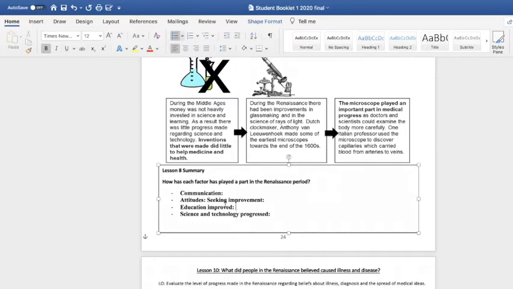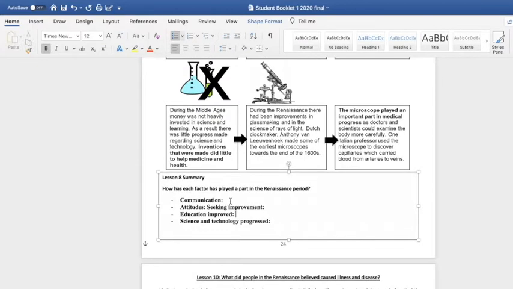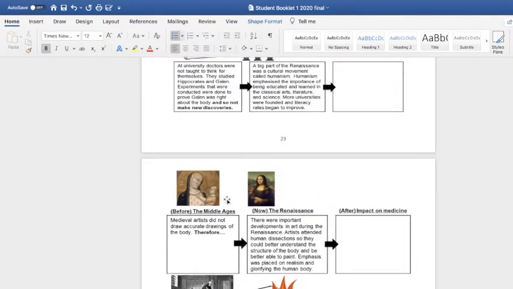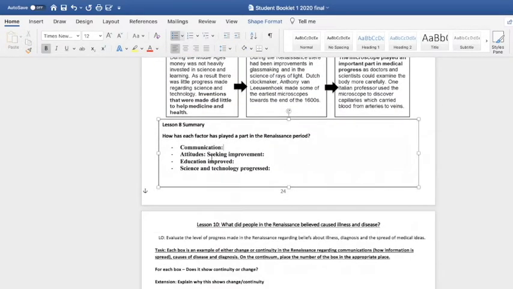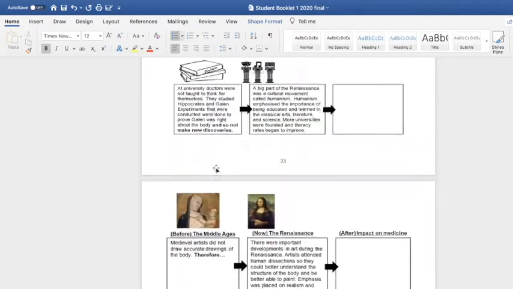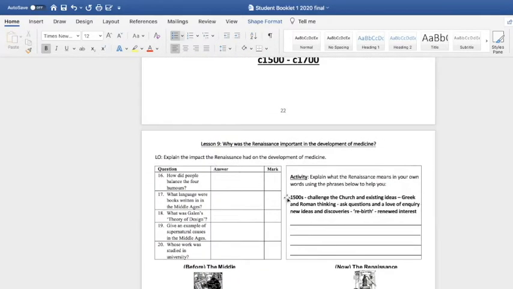So if you can please make 4 bullet points based on each one, just explaining how each factor has played a part. What I mean by that is literally write down something like communication has improved in the Renaissance because, and then pick out an example. And you need to do that for each one. And then you are done with lesson 9. Thank you.